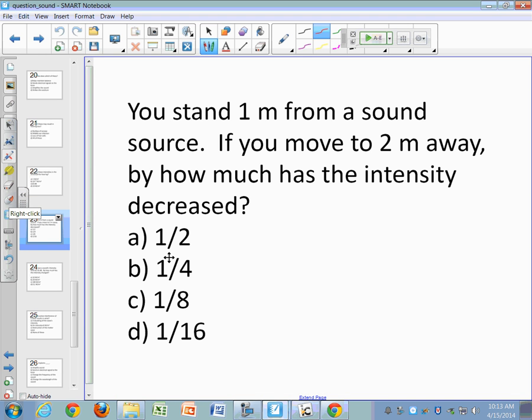You stand 1 meter from a sound source. If you move to 2 meters away, how much has the intensity decreased? So I'm standing 1 meter, and then I move twice that away to 2 meters. How much has the intensity decreased? Remember, this is intensity, not intensity level.